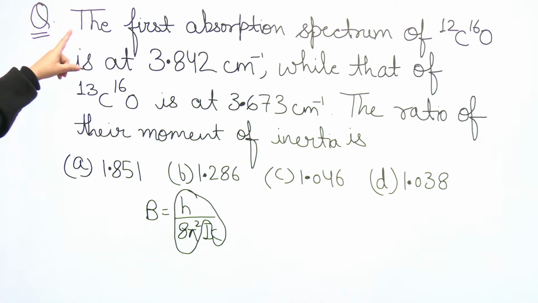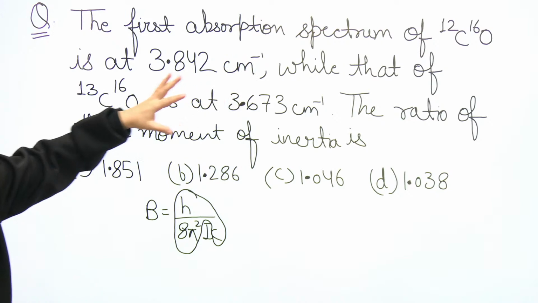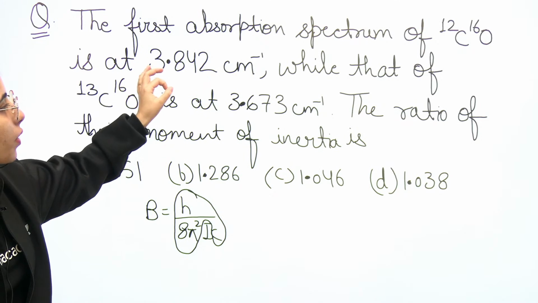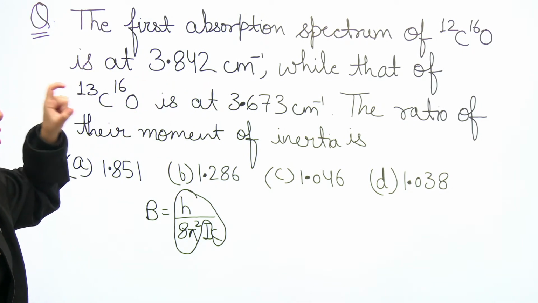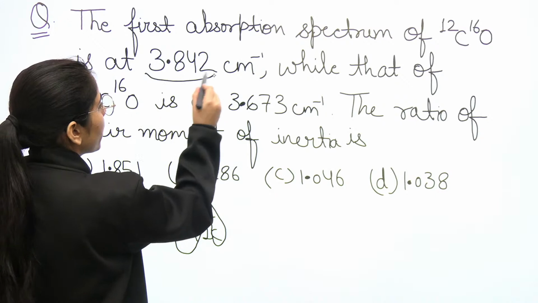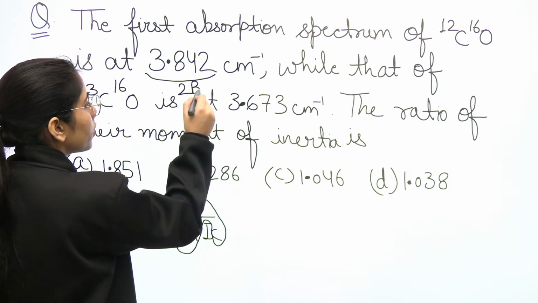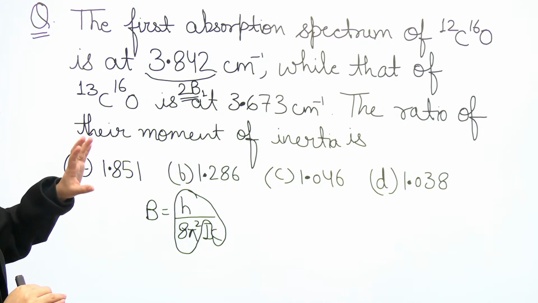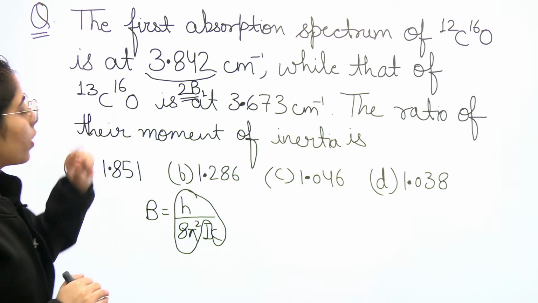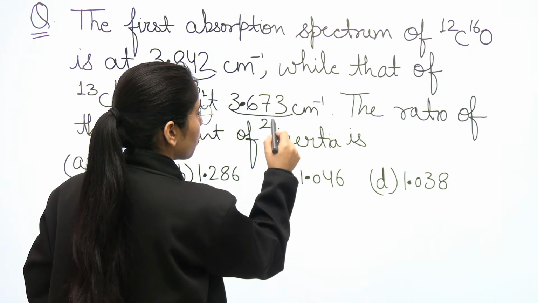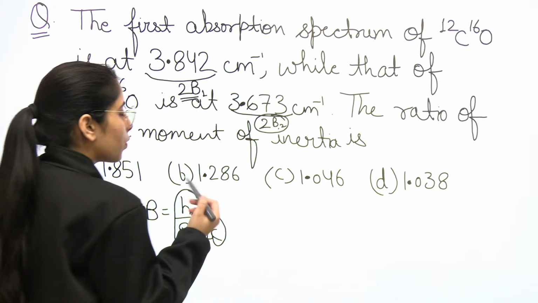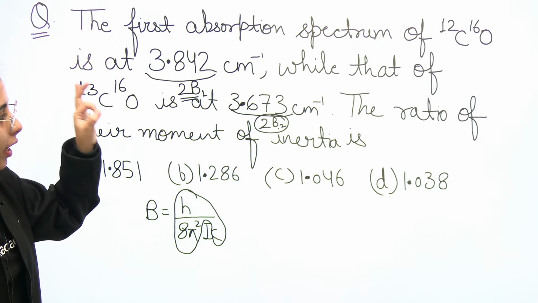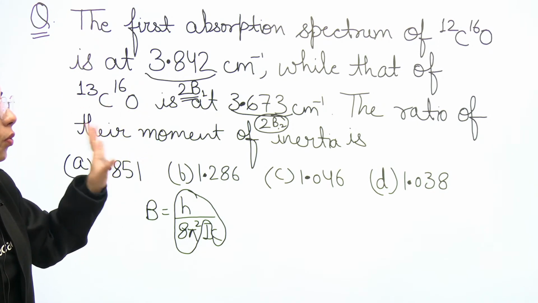Here, they have given the first absorption spectrum at this many cm⁻¹. So what is this value given to you? The first absorption line is equal to 2B. You can call it 2B1 or just 2B, because we have two different values given to us, so we denote one with 2B1 and the second with 2B2. Clear? Once you know these values, you can take the ratios of the values of B to get the ratio of the moment of inertia.